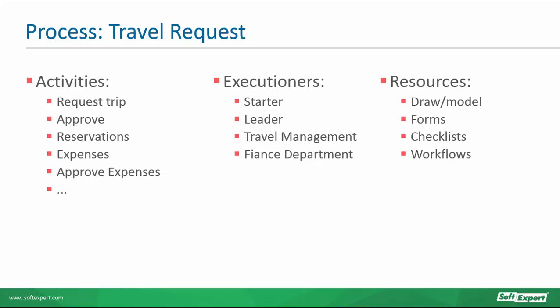Also in our process, we're going to use different types of executioners, such as the process starter, the starter's leader, a travel management department, as well as a financial department. All these different executioners are going to be responsible for different activities or different actions within our process. We'll also use some resources, including the actual process drawing or process modeling. We use some forms that we're going to design to receive information at each stage of this process. We're also going to use some checklists that can help us, especially in our approval activities. And we're also going to use workflows to execute our process. All right, so let's get started.